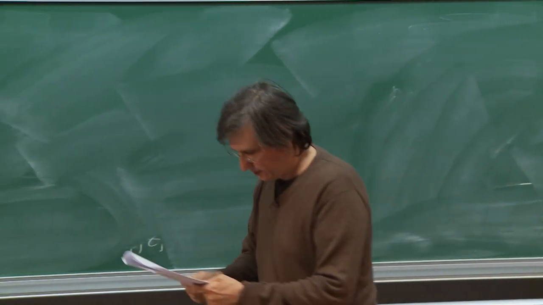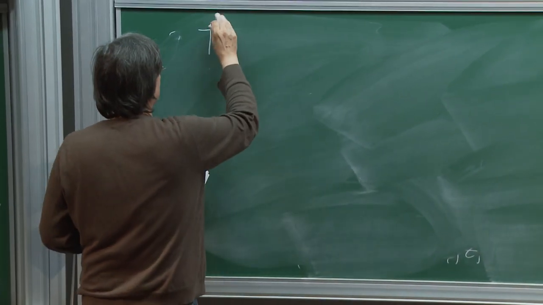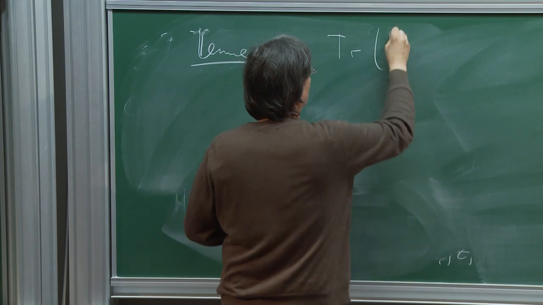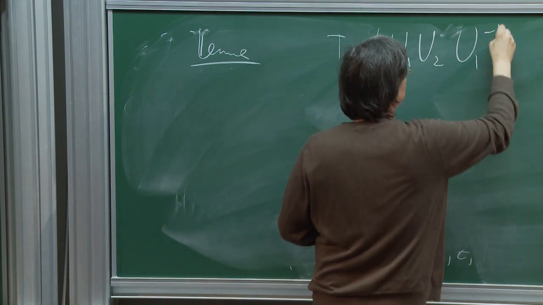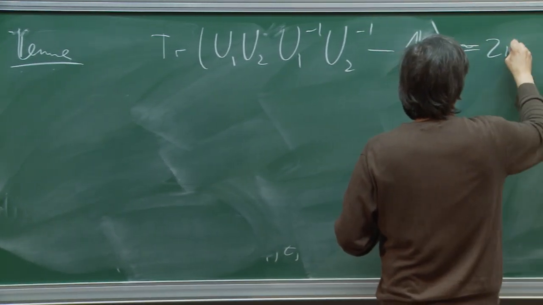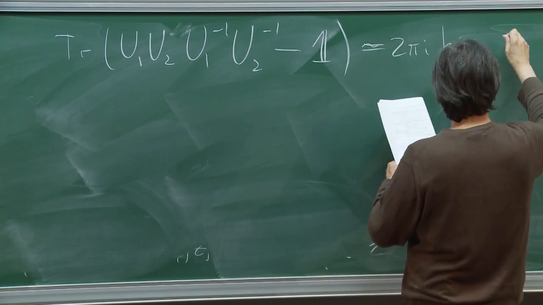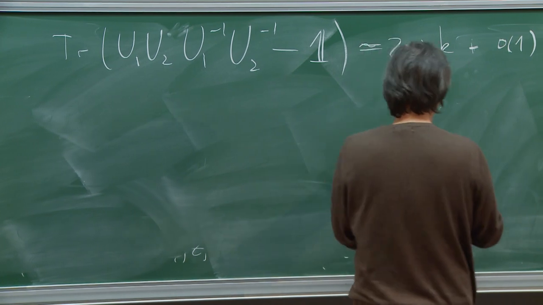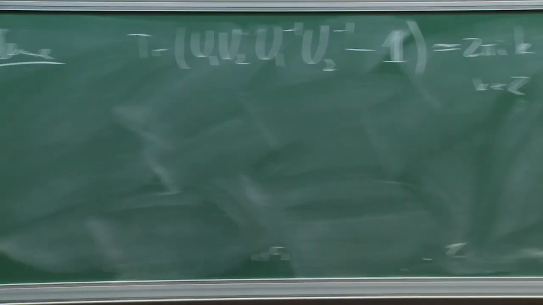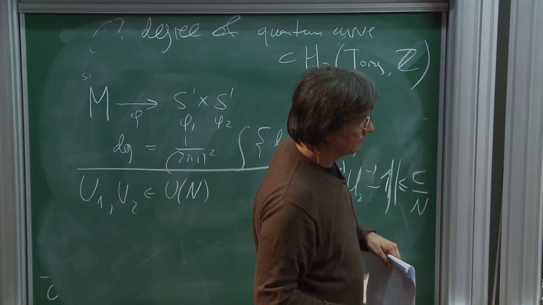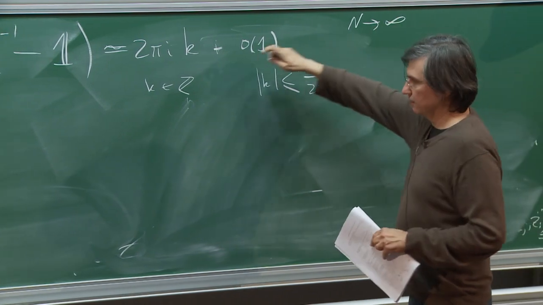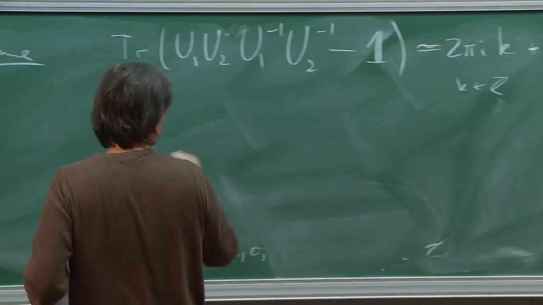So the degree is defined in the following way. It's a kind of lemma. If you have two almost commuting unitary matrices, then the trace of U1 U2 U1 inverse U2 inverse minus 1 is equal to 2 pi i times an integer k plus O(1), where k is an integer and k is less than a constant divided by 2 pi. It's the same constant which appears here, with respect to capital N, of course. The error term is O(1) when N goes to infinity. And this will be called a degree.